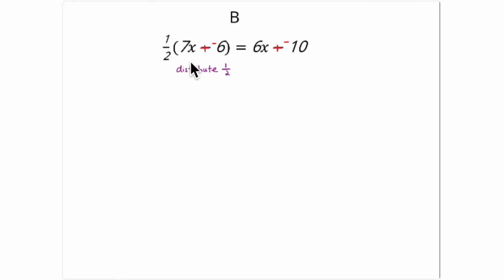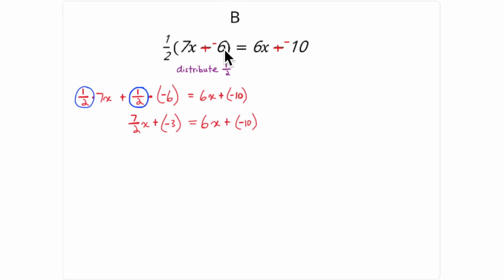So if you look inside that group, what it means is you have half of a group. So you have half of 7x's and you have half of negative 6. So 1/2 of 7x's and 1/2 of negative 6. That's distributing this 1/2 to the 7x. So you have 1/2 of that many and 1/2 to this negative 6. So you have 1/2 of that many. And on the right side, you still have 6x plus negative 10.